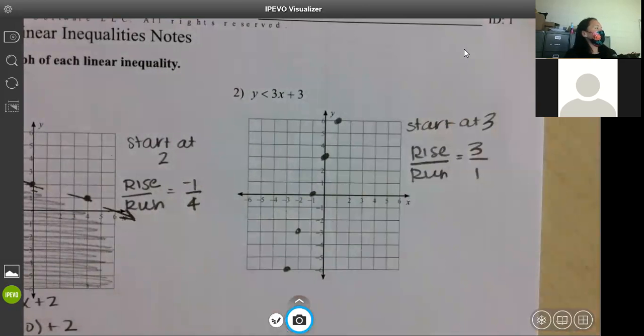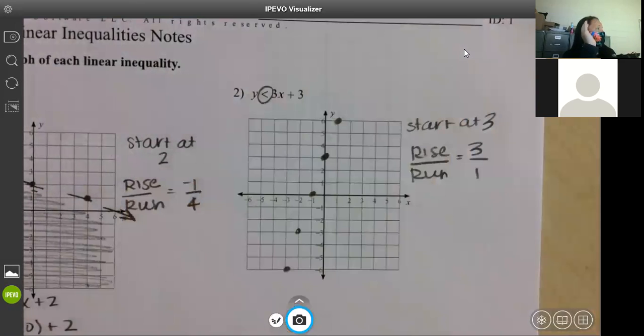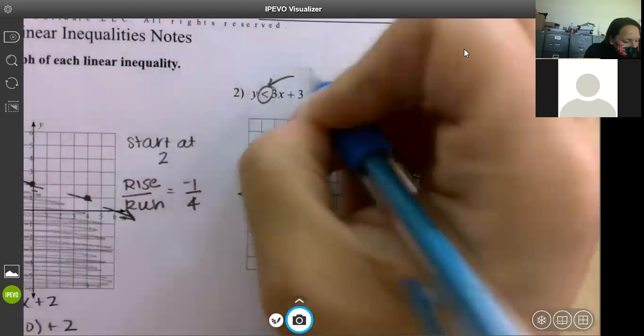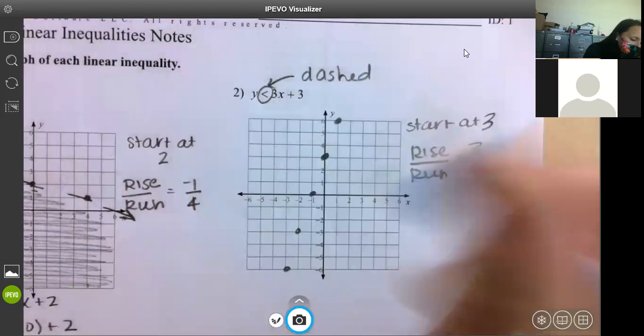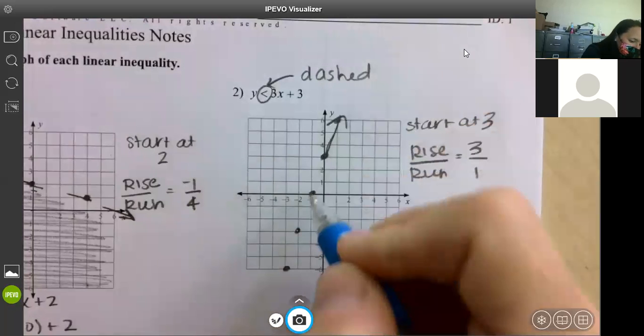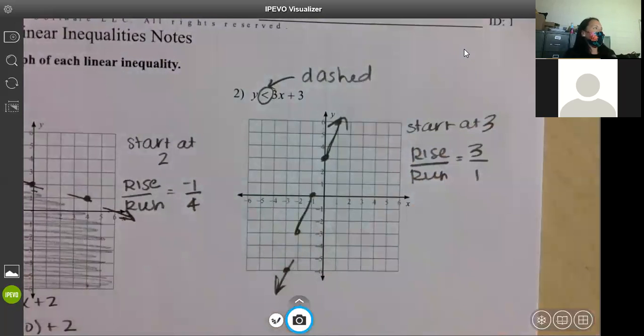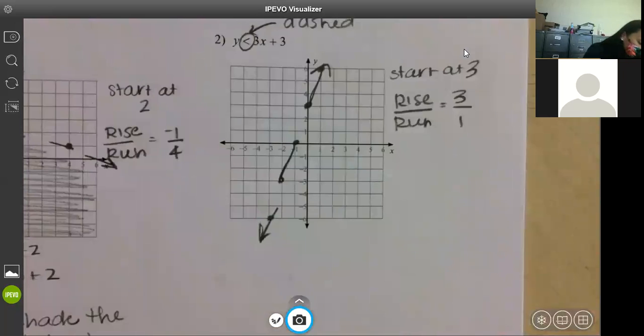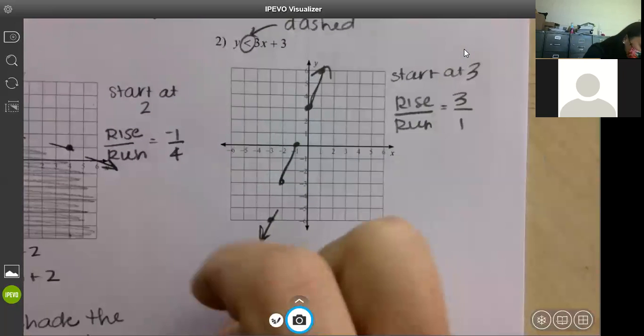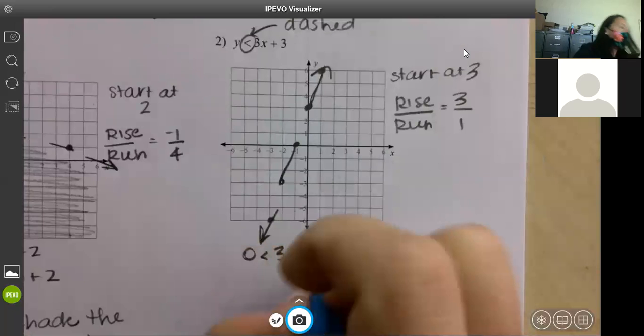But our new stuff is it solid or dashed? Look at your inequality. If it does not have a line, it is not equal to, it's going to be dashed. So this one is dashed. And again, I don't care how you dash it as long as I can see that it's dashed, okay? And then the last thing is, does this line go through 0, 0? No, so I can use that as my coordinate. Why do you think I'm using 0, 0? It's an easy coordinate to use and work with.